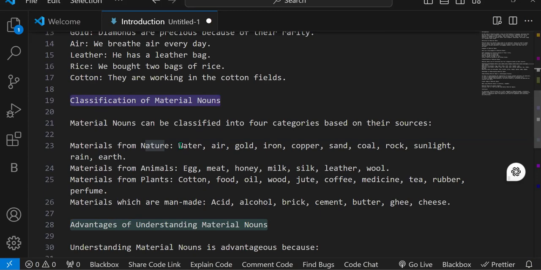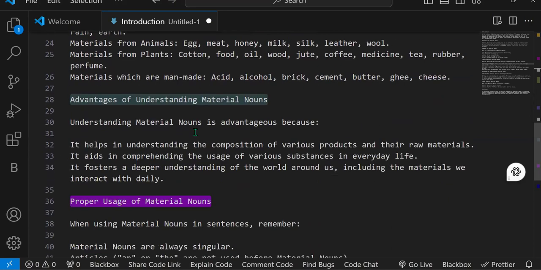Materials from animals: egg, meat, honey, milk, silk, leather, wool. All these are material nouns from animals. Materials from plants: cotton, food, oil, wood, jute, coffee, medicine, tea, rubber, perfume. Materials which are man-made: acid, alcohol, brick, cement, butter, ghee, cheese. So these are all the material nouns which come from nature, animals, plants, and materials which are man-made.